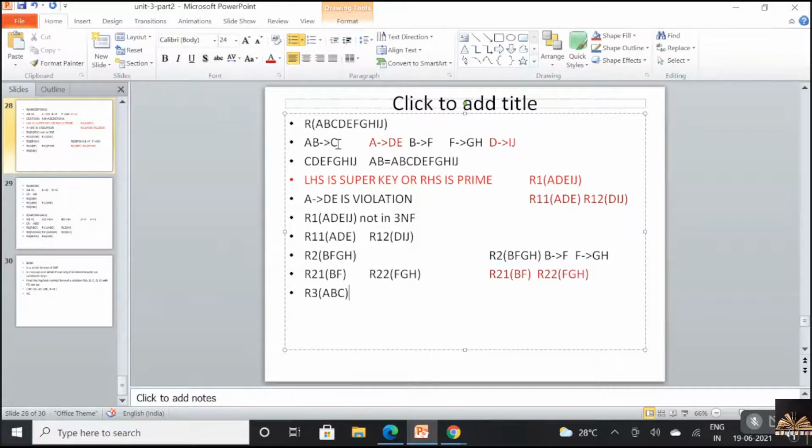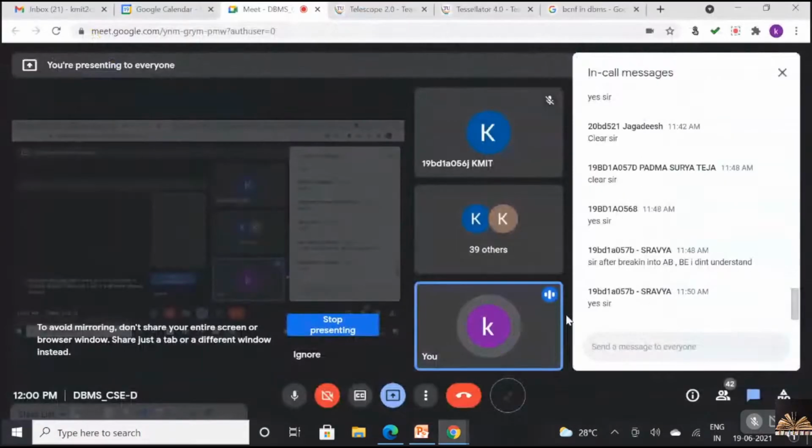Now, what is left out? AB implies C. It is not causing any violation, but that should be included. So my R3 would be ABC. So now R11, R12, R21, R22, and R3 are the decomposed versions of your R, which is in 3NF.